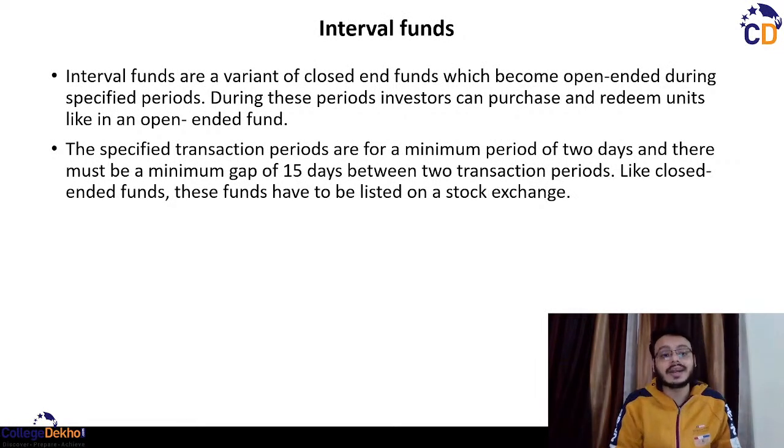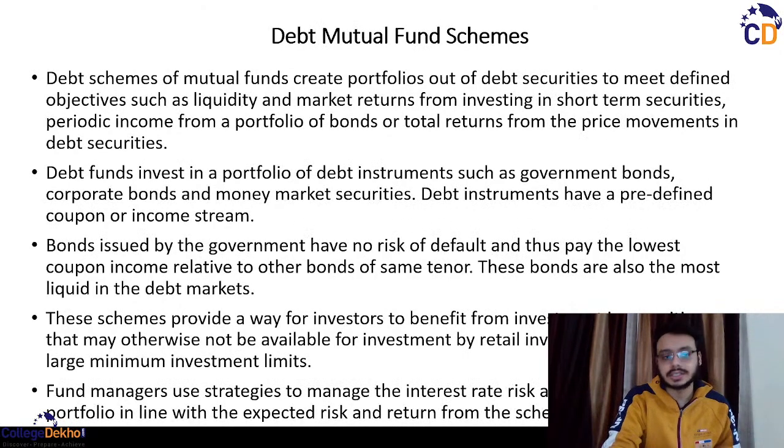When I talk about interval funds, what exactly happens in interval funds? It's a type of structure. Open-ended, close-ended, and third is the interval funds. So what basically happens in the interval fund, the mutual fund for a certain point of time is passive, that is, closed-ended, so you cannot redeem. But for a certain period, maybe 15 days or 20 days, it becomes open-ended. At that period of time, you can redeem your investment without any further charges.